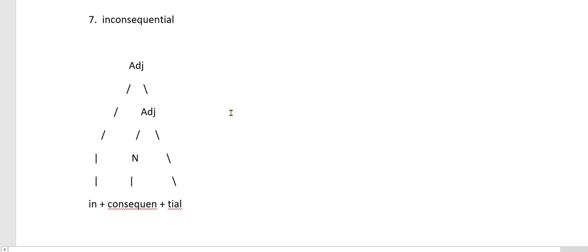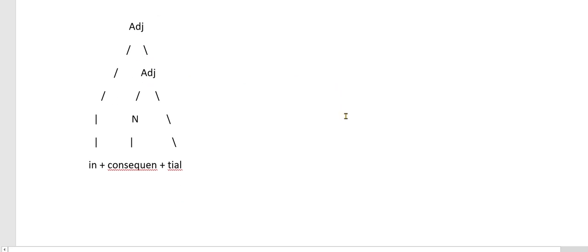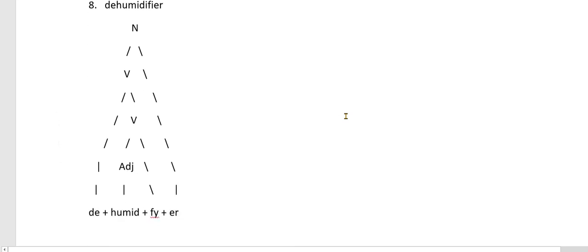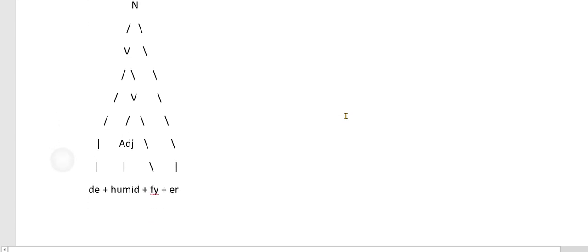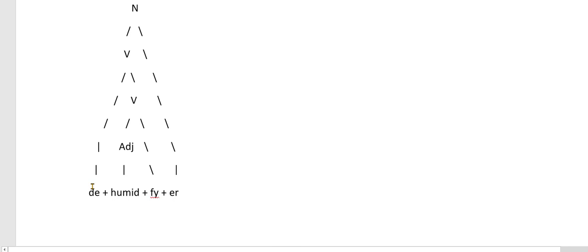Number 7, inconsequential. So consequence is the root, that's a noun. Consequential is an adjective. Inconsequential is also an adjective. 8. Dehumidifier, humid adjective. Humidify verb. Dehumidify, also a verb. Dehumidifier is a noun.